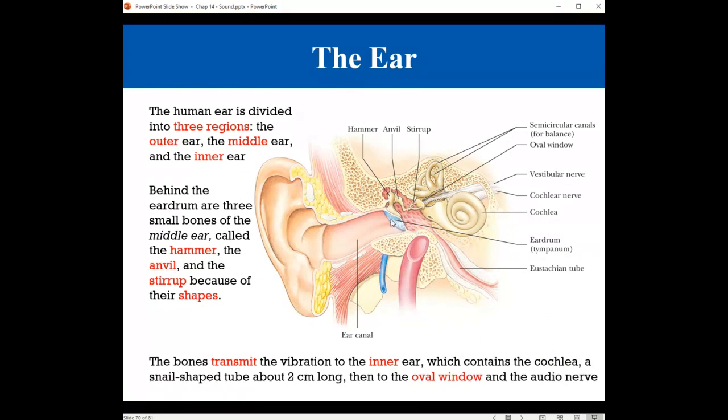As it does so, the oscillation is transferred by these three bones, the hammer, the anvil, and the stirrup, and then carried by the oval window to the nerve, the auditory nerve, and from there to the brain. This is how we hear sounds. Any defect in this system will lead to a defect in our ability to hear sounds.